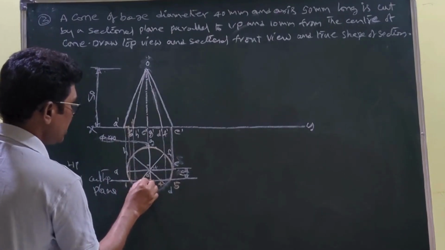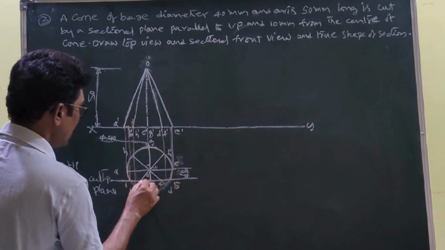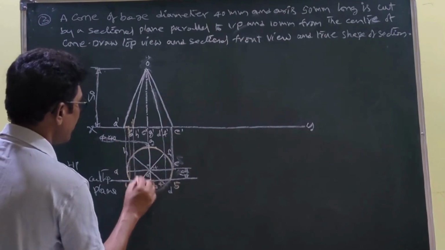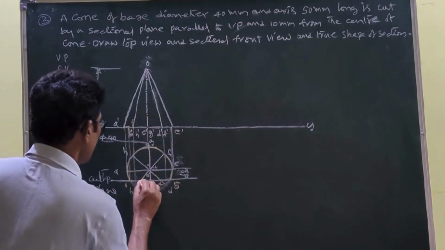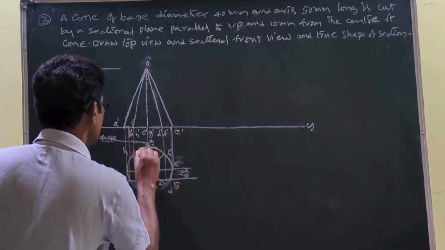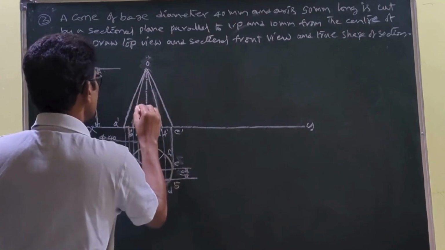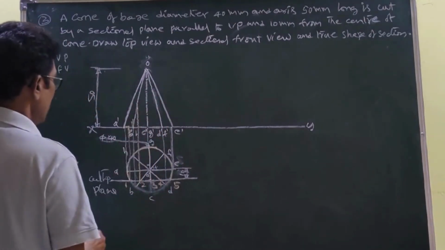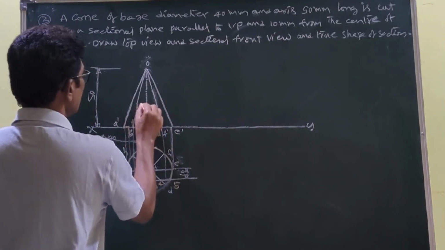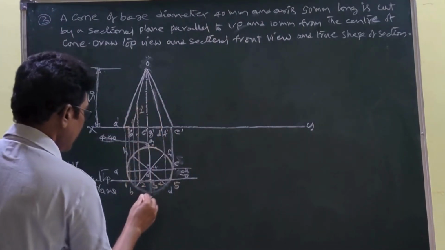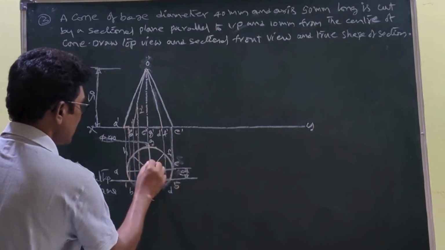Next 2. This is the point. The cutting plane is cutting here. So which generator is cutting? It is OB. Where is B? This is 1. So you draw the projector like this. So this is cutting like this here. So this is called 2 dash.